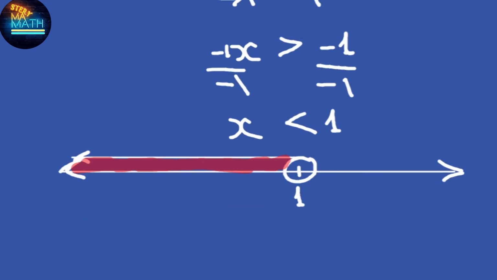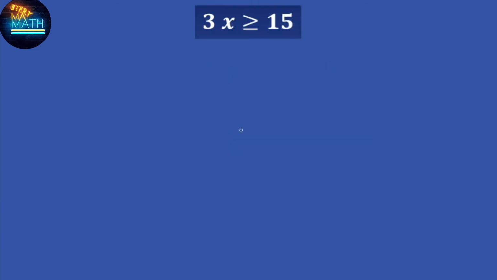And if you want to represent it as an interval notation, you will start with the left, which is negative infinity, and the right is 1. Negative infinity, you will use the parentheses, and 1 because the circle is open, so you will also use the parentheses.